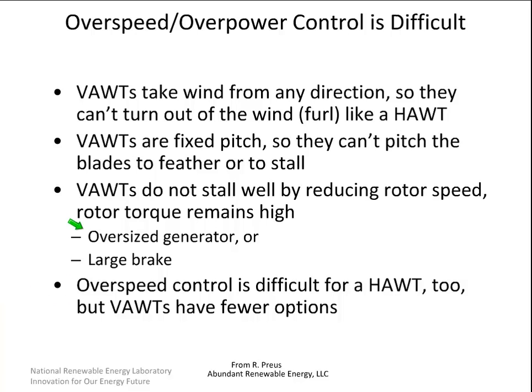Your options tend to be an oversized generator or a brake, both of which are in some ways more complicated than the passive technologies that I just showed, aerodynamic stall and furling. It's not to say that horizontal axis turbines don't have difficulty with overspeed protection. Overspeed protection is a challenge for all turbines, but there are just not as many options when it comes to a vertical axis turbine. And that's one reason, along with the efficiencies and other things I was talking about, that explains why horizontal axis wind turbines have become the predominant turbine design.